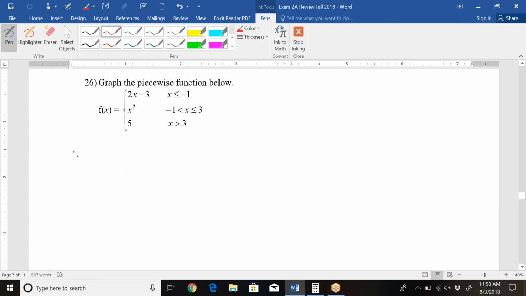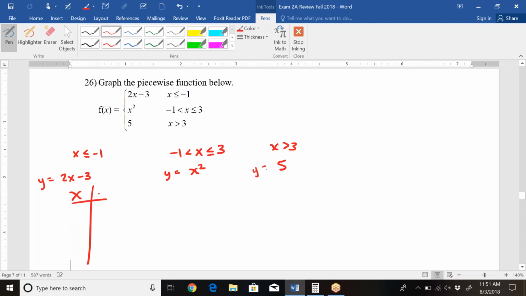Same thing for 26, except we have 3 pieces to work out. So for x's that are less than or equal to -1, we're going to be using 2x minus 3. For -1 to 3, we're going to be using x squared. And for x greater than 3, our function is just 5. Let's write that first, to be consistent. So think of these as y equals, y equals, y equals. I didn't write that on the last one.